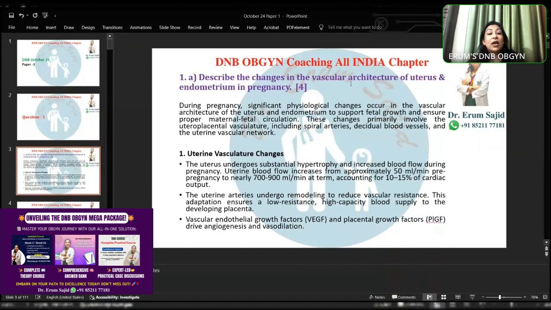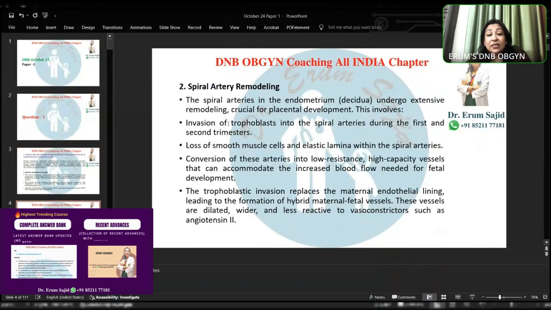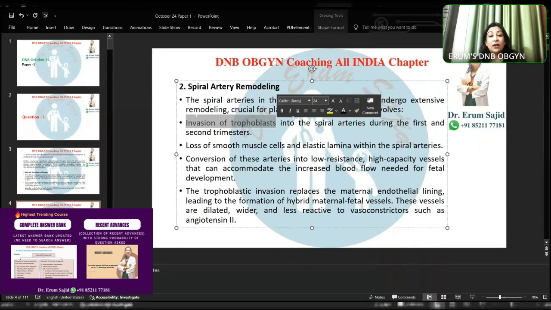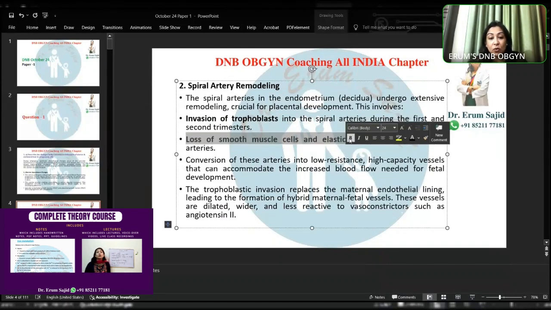Now, spiral artery remodeling is one of the features. This is the vascular architecture going on. What happens in the spiral arteries is that there is an invasion of trophoblasts. This is very important. They invade into the spiral arteries in the first and second trimester. So there is a loss of smooth muscle and elastic lamina, and the arteries become high capacitance and low resistance. This trophoblastic invasion wave is absent in patients who are destined to develop preeclampsia.